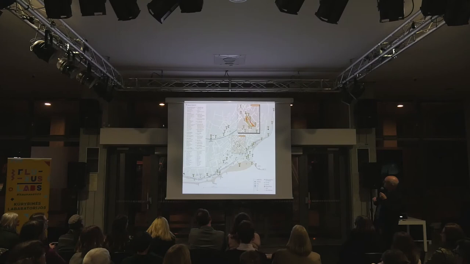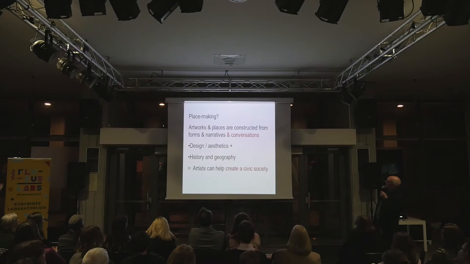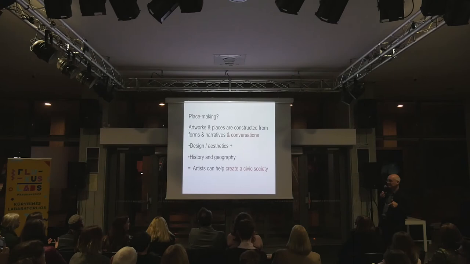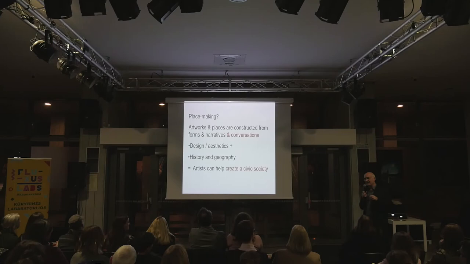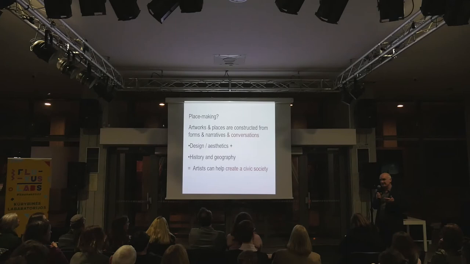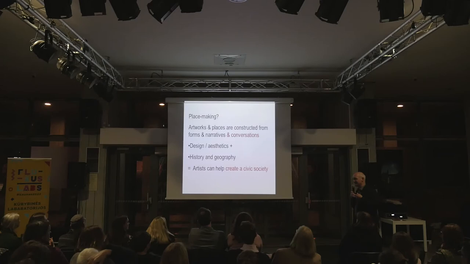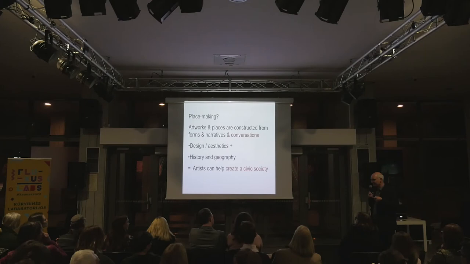Next one, please. So just to recapitulate, how do artworks make places? How do artists help to create places? Artworks and places are constructed from forms and narratives and conversations. It's the conversations that people have about the artwork that create the sense of publicness or public ownership of space. And I think that business of having conversation, of public debate, is a part of being a civic society. That's how the possibility of action by citizens can be created. If nobody's talking to anybody else, then it's very unlikely that citizens will take control of their own lives and take responsibility for what happens around them.